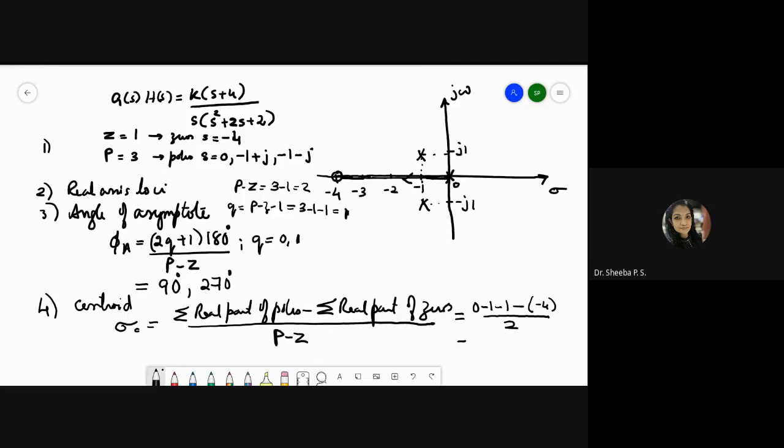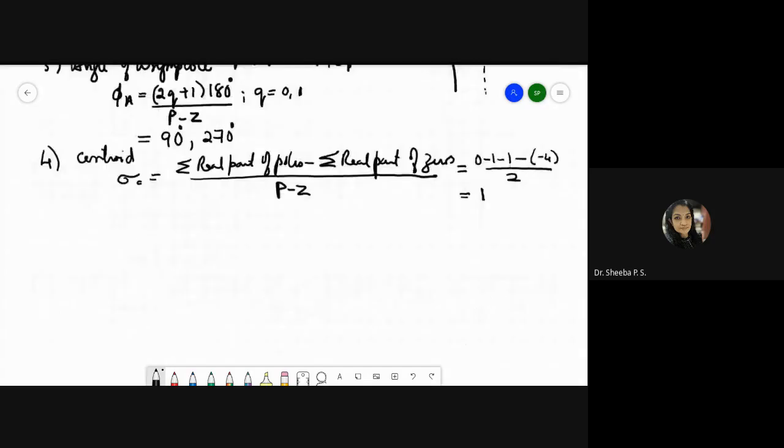Okay. So we will be getting the centroid as 1. So it is positive, it is 1. I'll mark here. And what we have to do is we have to draw the angles. So we can see that it is 90°, okay, I'll just draw here. You can see this is our 90°, 90°. And this one is 270°. Okay, 270. So you got both the asymptotes.